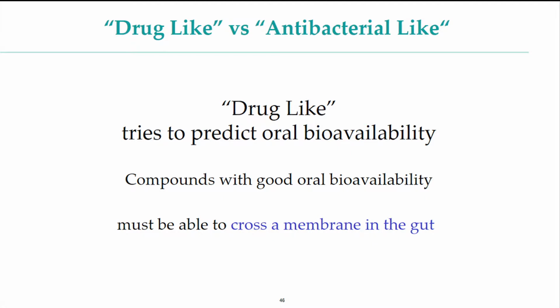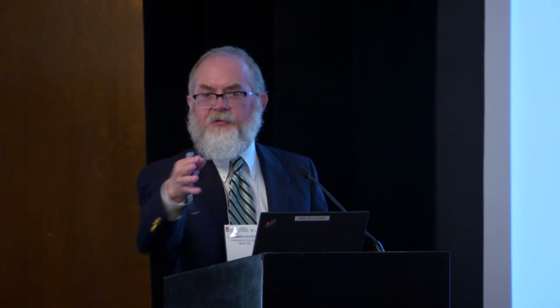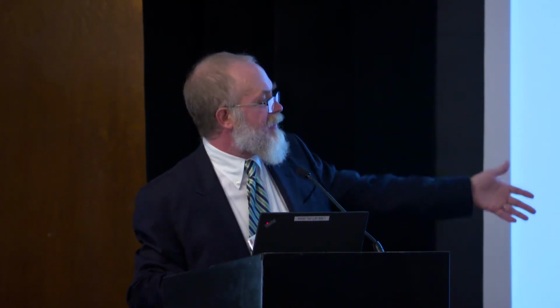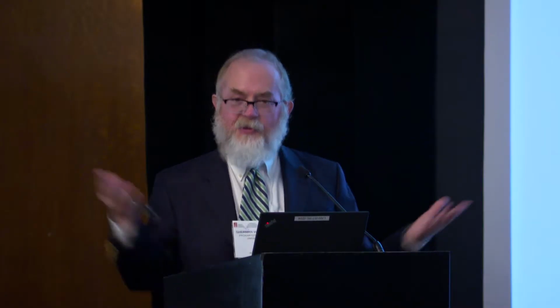So let's think about what Lipinski was trying to do. He's trying to come up with a property space that will be populated by compounds that will cross the gut. Now, the gut membrane and the gram-positive membrane are grossly similar. They're not exactly the same. Lynn can talk in detail about this. But they're somewhat similar, and the peptidoglycan is usually easy to weave your way through. So if you have good oral bioavailability, you can often penetrate gram-positive organisms. Drug-like, by Lipinski standards, is often approximately gram-positive antibacterial-like. And that's why there has been more success with target screening to make oxazolidinones, all the gram-positive agents that were discovered. It's a lower barrier.